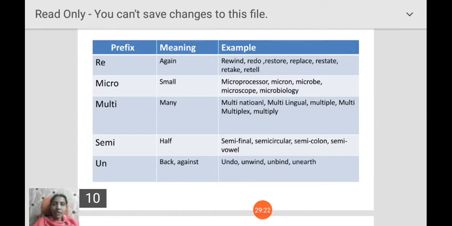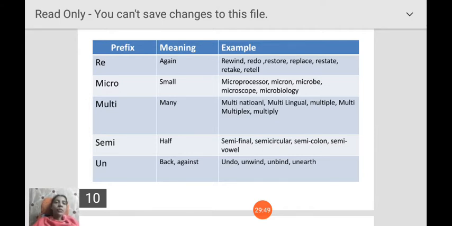Substitution. Something is substituted for the other, we say replace. So if you buy something and it is a damaged piece, then you will go for a replace. That means go for a substitute. Restate, stating something again. Retake, taking again. Retell, telling again.